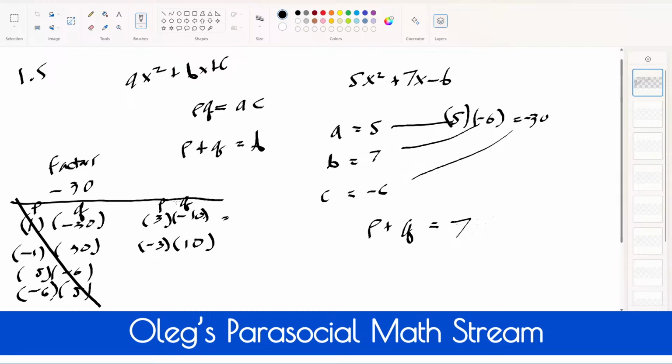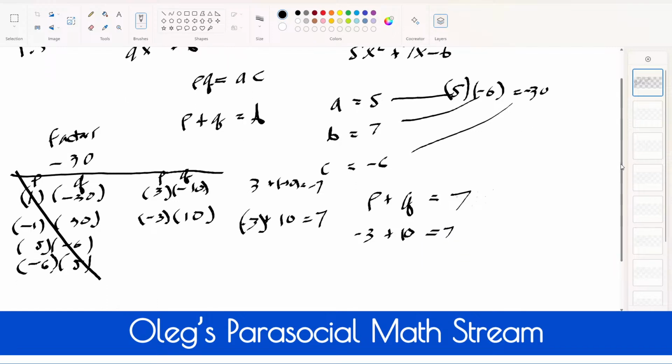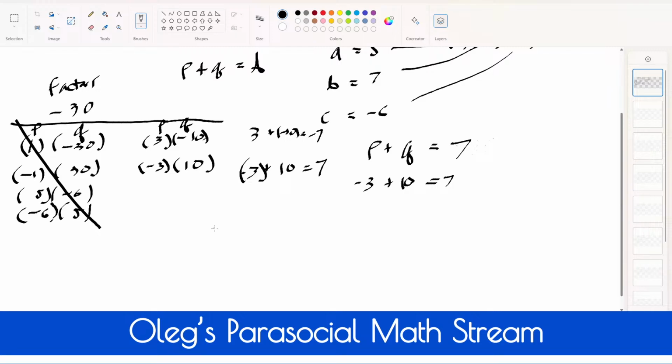So if we say P plus Q, 3 plus negative 10 is negative 7. And negative 3 plus 10 gives us 7. So that's what we want. We're going to say negative 3 plus 10 gives us 7. All right? And now we're going to rewrite it as ax squared plus px plus qx plus c, and then we will factor it.